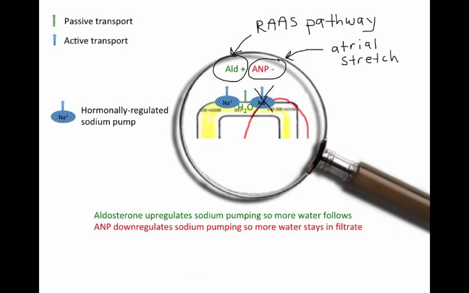If the RAAS pathway is activated, your blood pressure is low, and that means that you probably have low fluid volume. You might have low fluid volume, and you need to conserve it. If your plasma gets too salty, if you're too dehydrated, then that actually inhibits aldosterone, because absorbing even more sodium wouldn't be very helpful.